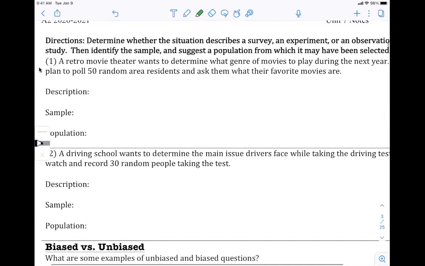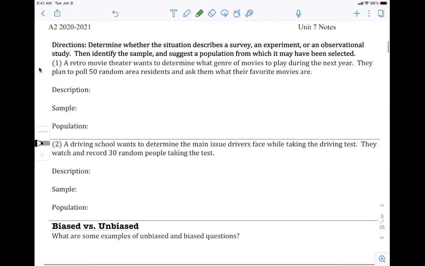But first, the goal for today is going to be to choose which of those we're looking at. Are we dealing with an experiment, a survey, or an observational study? So when we say this word description, that's what I'm asking you for.